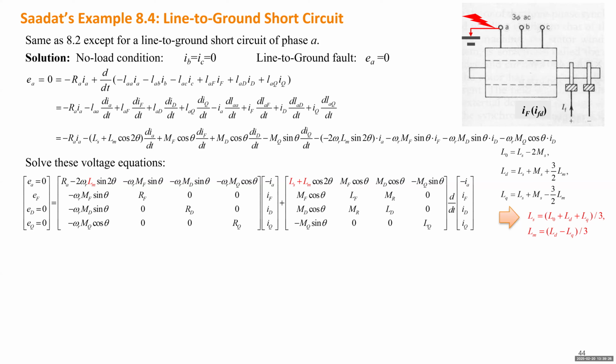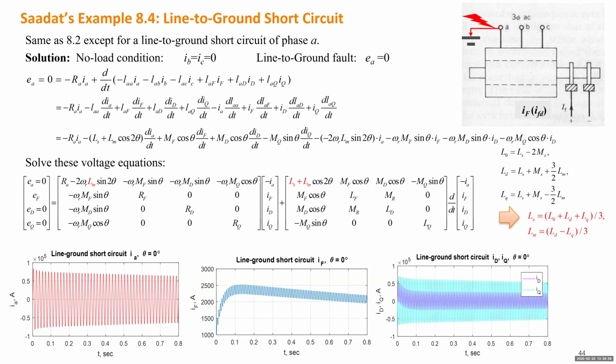What are LS and LM? LS is the constant part of LAA, the self-inductance of winding A. And LM is the varying part, the one multiplying cosine 2 theta. So by using L0, LD, LQ, we can solve those 2 L values. And then we can start integration of the equations, so we can calculate the instantaneous current, the instantaneous field current, and also the damper current.